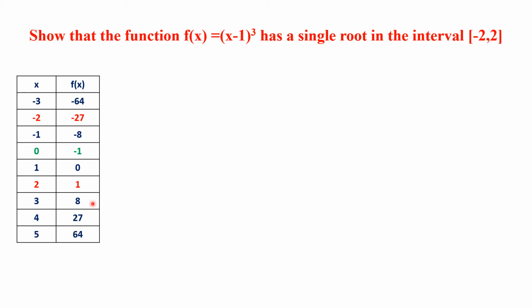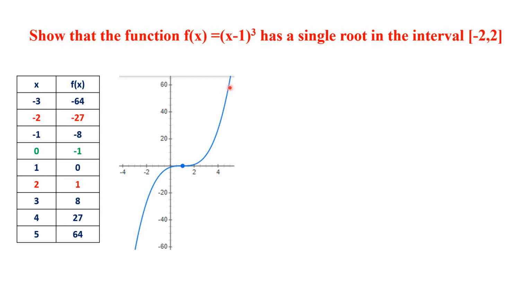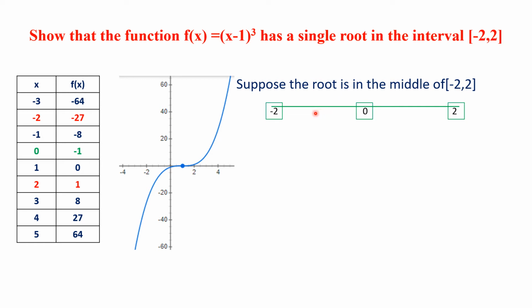Now we can also plot the function, and from the plot we can see that the function is a one-to-one function, and since we're given the interval between -2 and 2 to search for the root, we're going to go ahead and zoom into the interval and proceed. So suppose that the root is in the middle between -2 and 2. Now here is -2 and this is +2. The middle is 0.